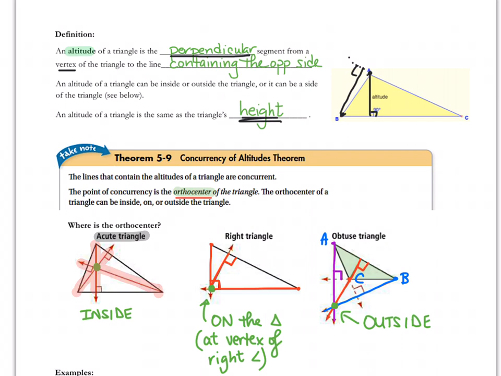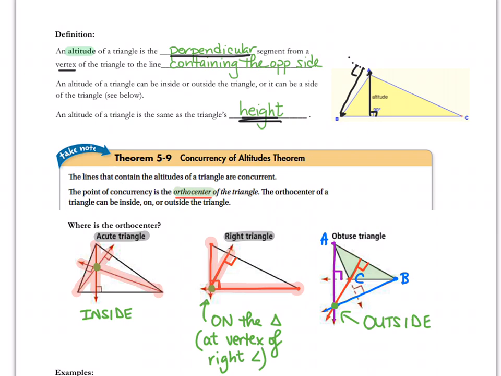On a right triangle, we've got from a vertex perpendicular to the opposite side, but because it's a right triangle, when you come from this vertex perpendicular to the opposite side, that's actually a leg of the triangle. And same thing over here. If you go from the vertex perpendicular to the opposite side, it's also a leg of the triangle. So the point of intersection that you see there is on the vertex of the right angle. So in a right triangle, the orthocenter will be on the triangle at the vertex of the right angle.